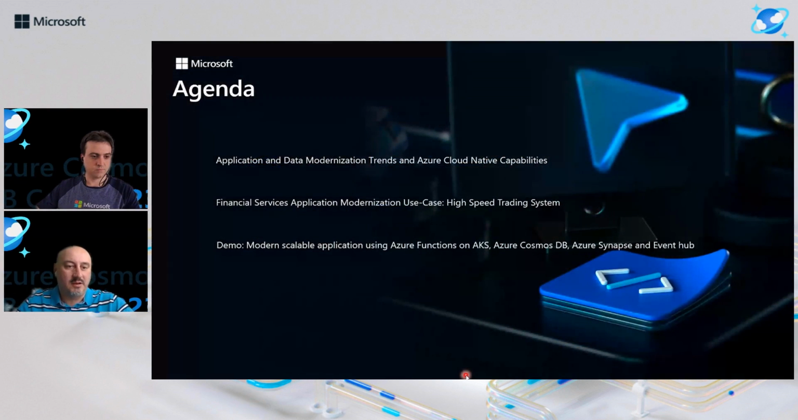Quick agenda. We're going to take a quick look at data and application modernization trends on Azure. We'll review an application modernization use case based on a high-speed trading system. And then, most importantly, we're going to show you in a demo how to build such a system using Azure components: Azure Cosmos DB, functions running on Kubernetes, Synapse, Event Hub, etc.